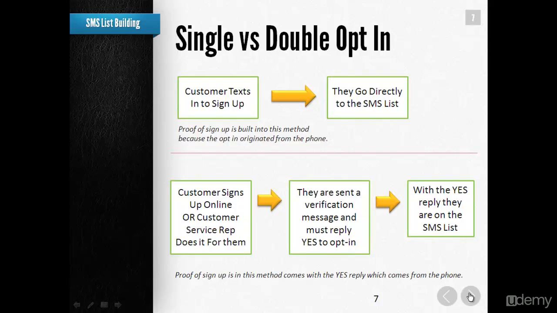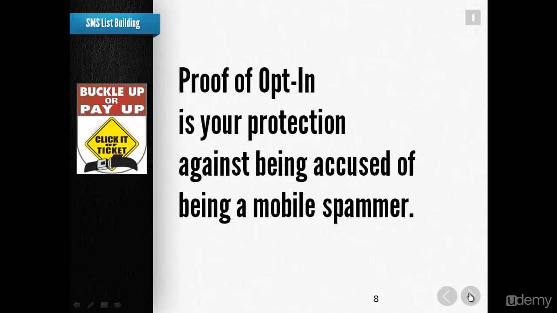Now, the other way is with the double opt-in. It's where someone signs up online or the customer service rep does it for them. I'll go through that in a minute. Then they need to be sent a verification message, and then they must reply yes to opt in. And again, it's this reply yes that captures that it came from the phone, and now that is your proof.